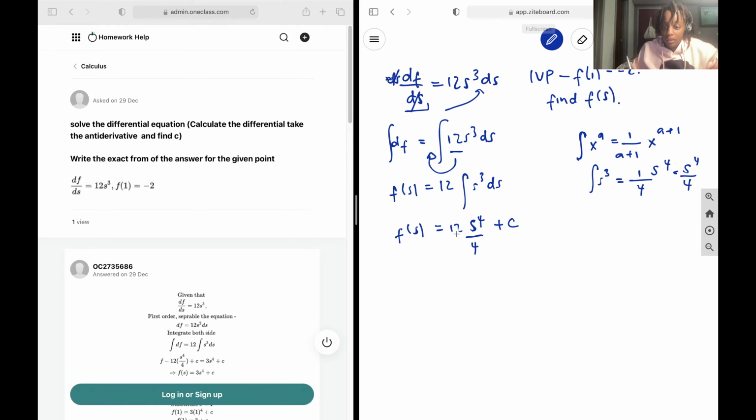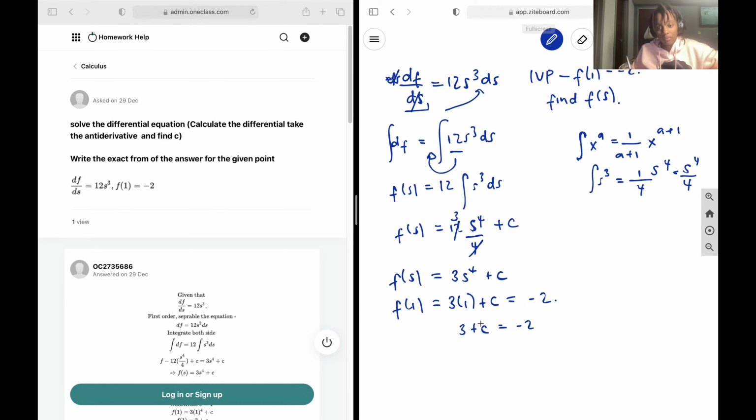Now, since we have an initial value problem, let's simplify this first, leaving 3. So we know that the general solution is going to be 3s to the power 4 plus c. But we want an exact solution, and we're going to use the initial value problem. So we know f of 1 is equal to 3 times 1 plus c, and that is going to give us negative 2. This means that 3 plus c is equal to negative 2. Bring this right on over here, and we get c is equal to negative 5.